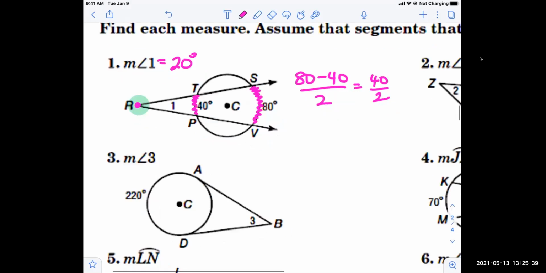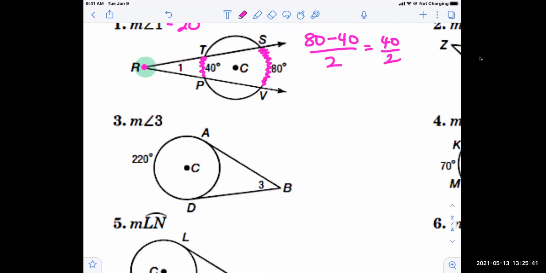Okay, measure angle 3. So these things are both what? Are those secants, tangents, or chords? They're tangents. So again, it doesn't matter what the things are. What matters is where's the vertex? The vertex is outside, right? So what else do you have to know? You've got your points of tangency here. This is 220. What else do you have to know to find the angle measure?